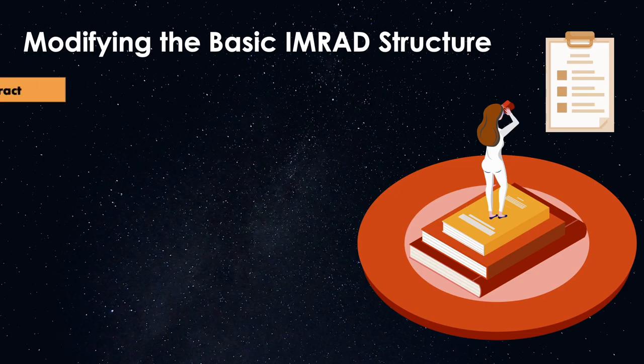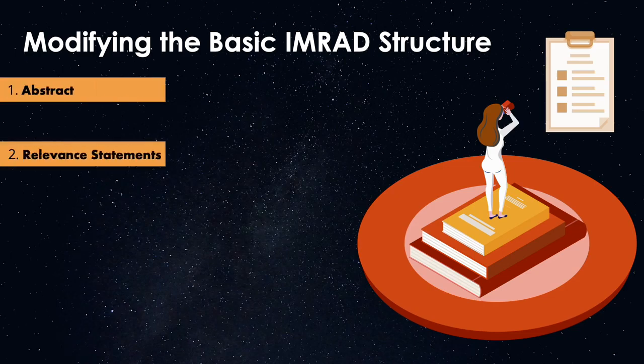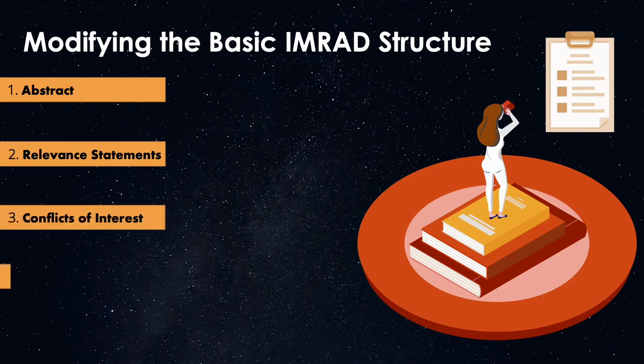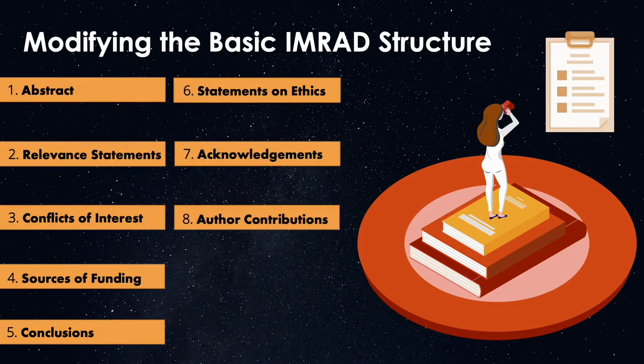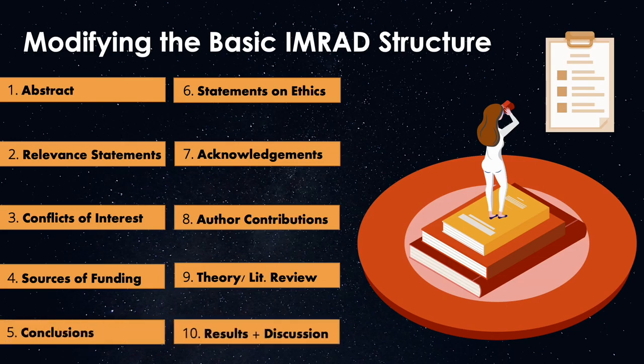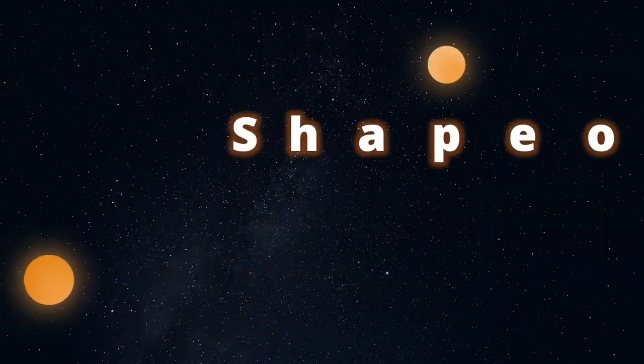Other sections include the abstract, relevant statements, conflicts of interest, sources of funding, conclusions, statements on ethics, acknowledgements, author contributions, theory or literature review, and results and discussion combined. Later, we will discuss how to know which structure you should use.